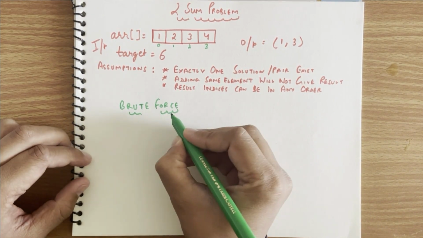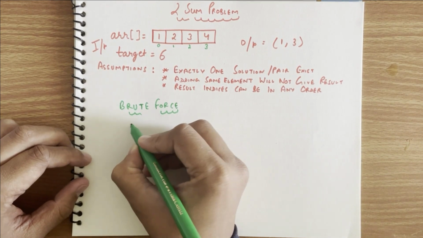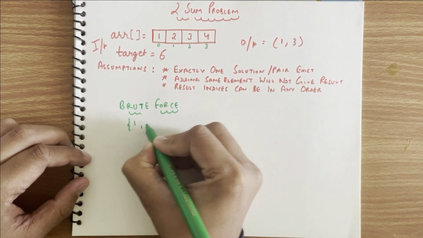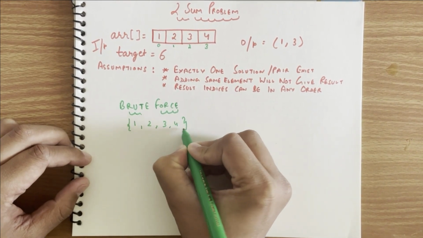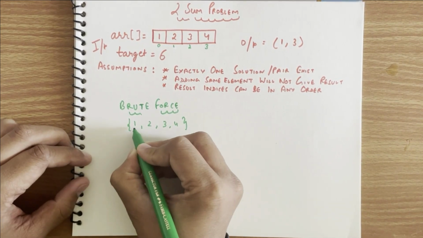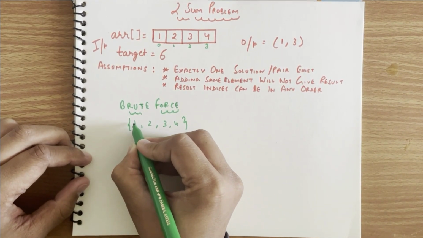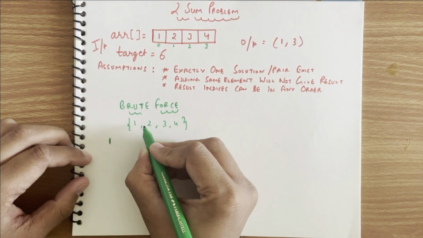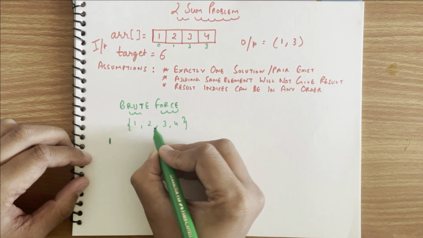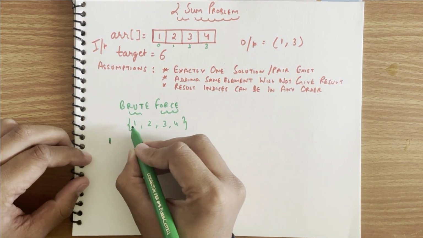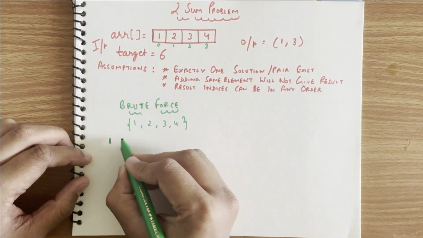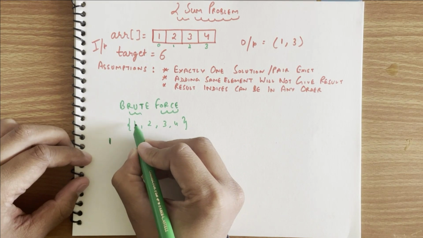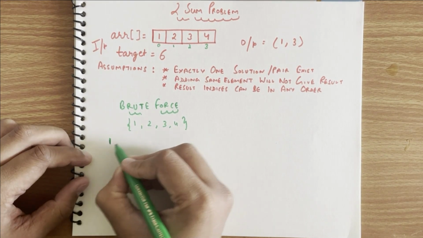That is, if our array is 1 2 3 4, then we start with the element 1, that is the element present at index 0. We check 2 plus 1 is not equal to the target, 3 plus 1 is not equal to the target, 4 plus 1 is not equal to the target. So we can see that if we add any number to 1, it will not result in 6. So we will move forward to the next element.